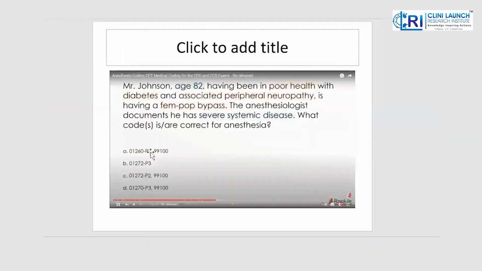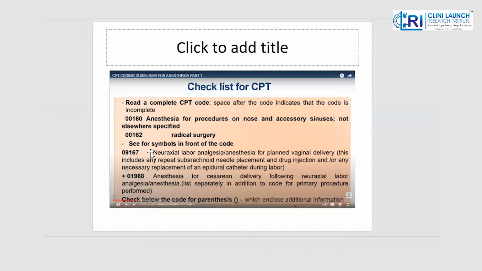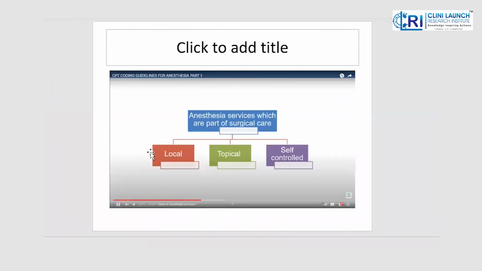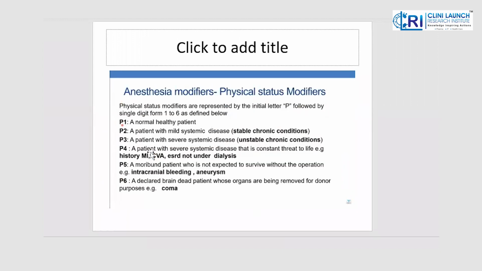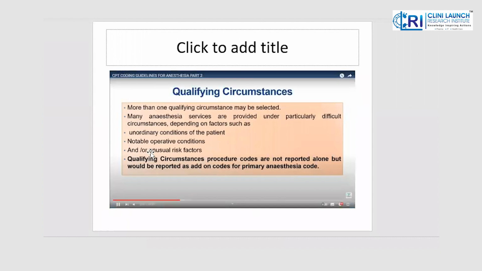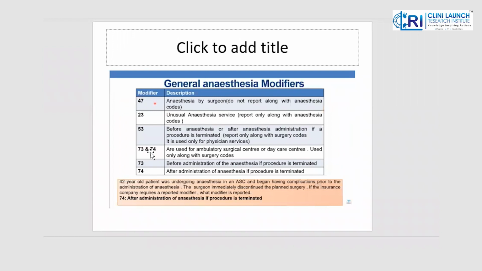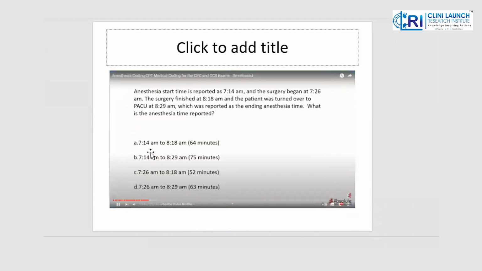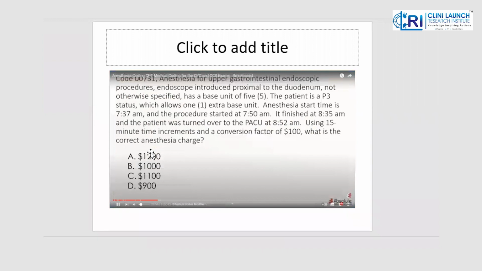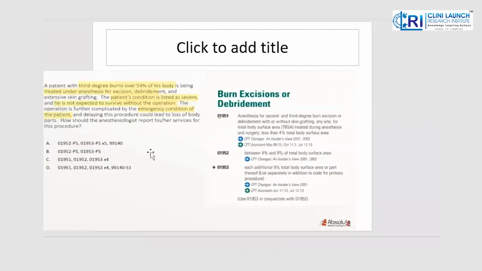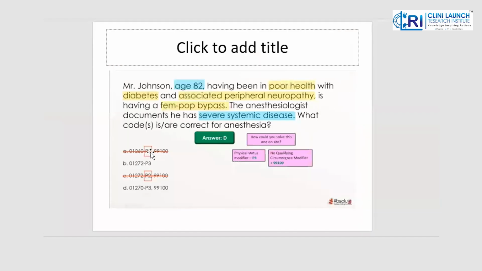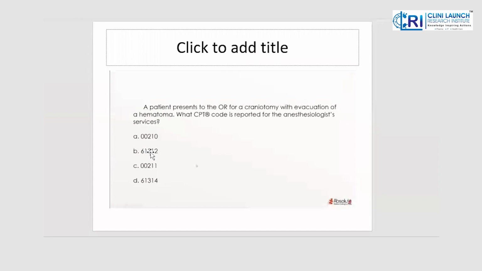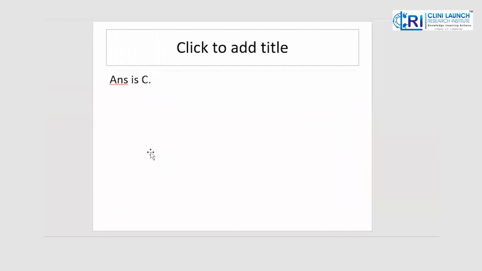So this completes the anesthesia chapter, guys. Do you have any doubts? The important thing is we should learn about the physical status modifier and also the qualifying modifier, and also the formula, how to calculate the anesthesia charges. Understood? I have given some examples. Please solve more and more examples, then you will understand how to code.